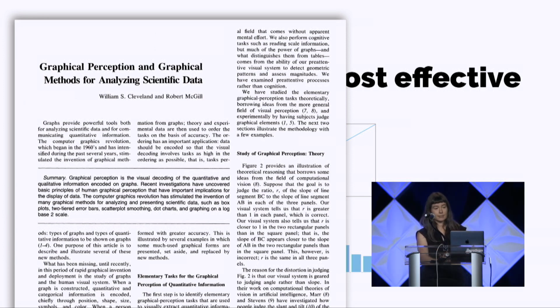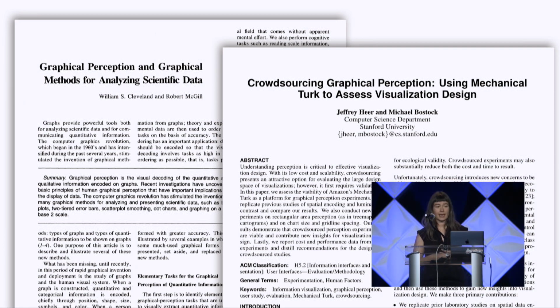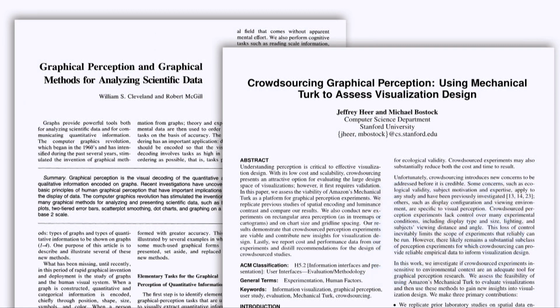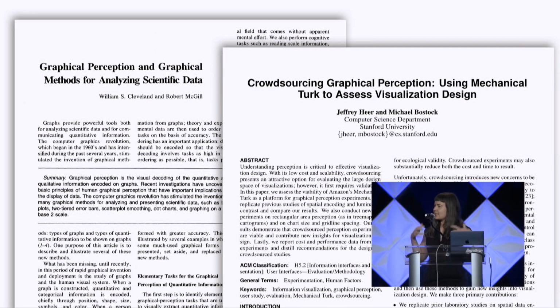Now, this study was replicated a number of years ago by Jeff Heer and Mike Bostock. Only this time they did it on Mechanical Turk, so they were reaching hundreds and hundreds of people. And the results that they got were very similar to what Cleveland and McGill had done in their studies. And so it's in studies like this that we're able to say with some confidence that certain kinds of visual encoding channels are more effective for certain kinds of tasks.